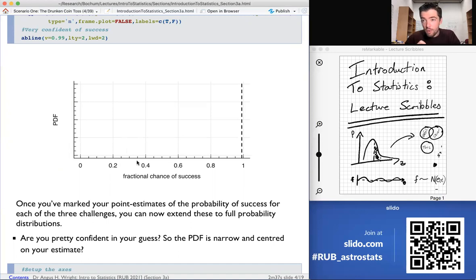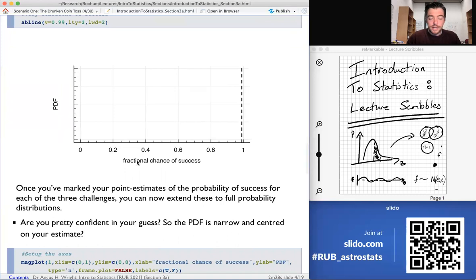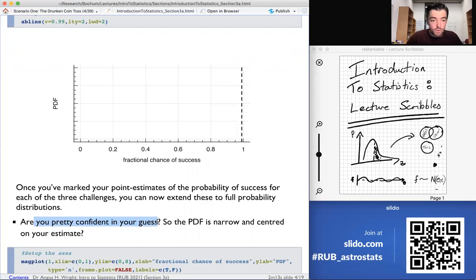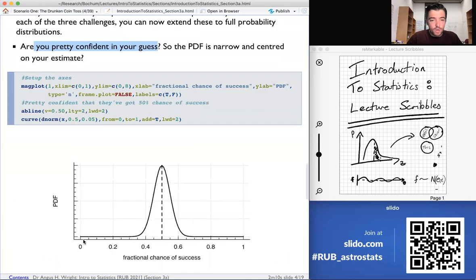But now that we've got our point estimates, we can move forward and actually create a full probability distribution. So we can keep our point estimates where they are, and we can ask ourselves, how confident are we in our guess? How confident are we in what we've just put down with our dotted line? So if, for example, you're very confident that there's a 50% chance of them getting it right, then that very confident response would look like a narrow, say, Gaussian distribution centered on 50%.